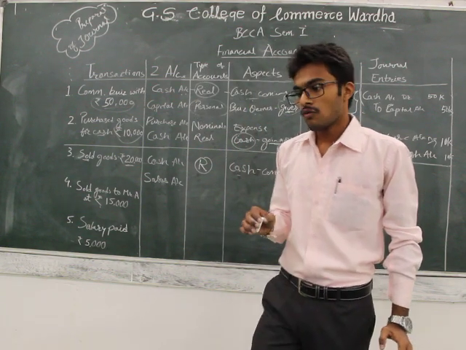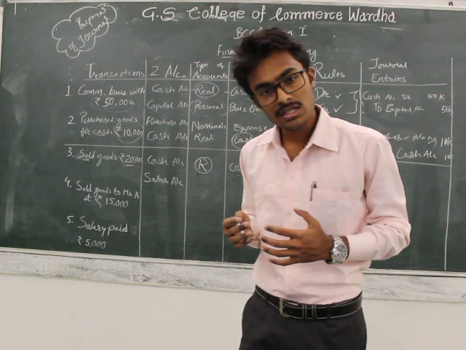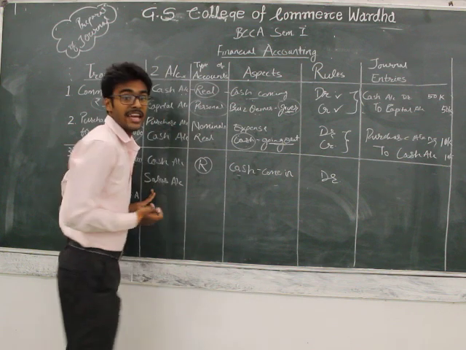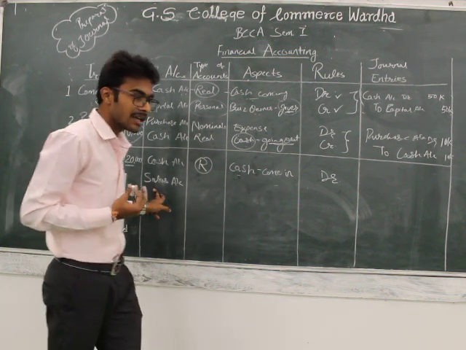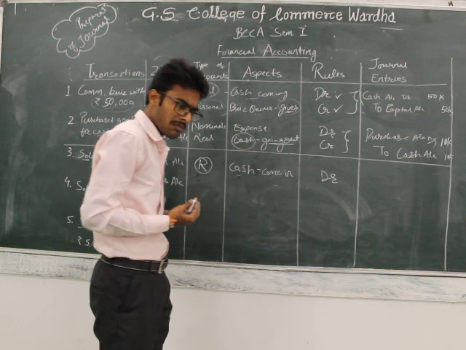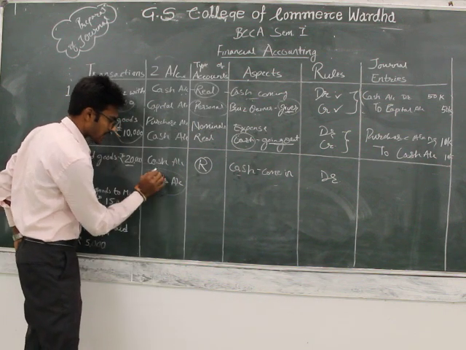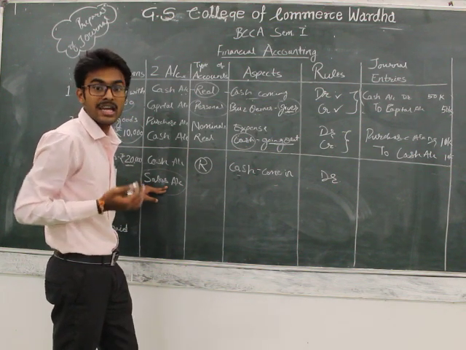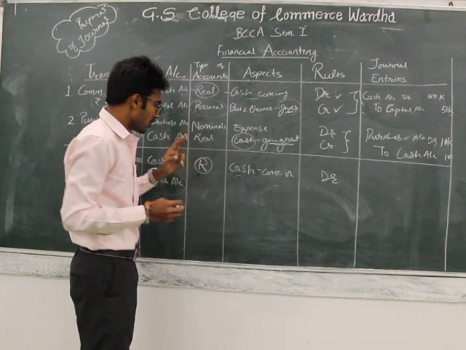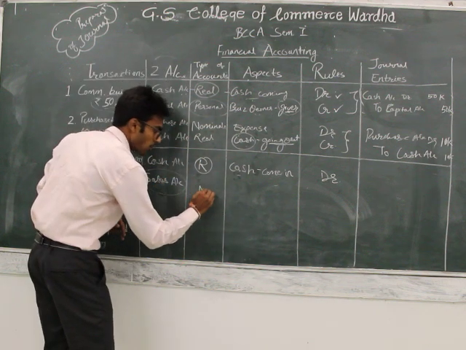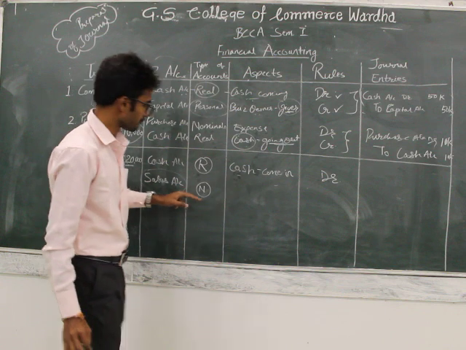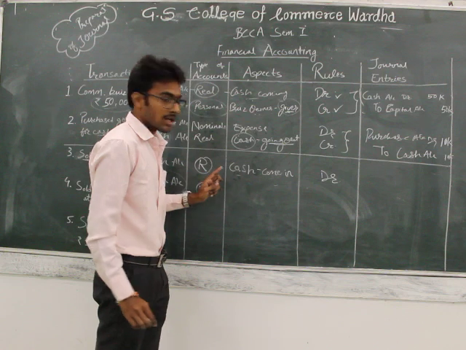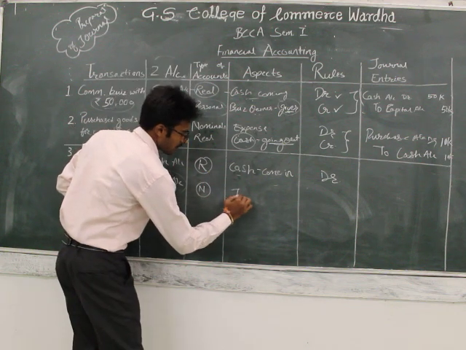Why nominal? Nominal account covers expenses and losses and income and gains. Sales is income for me, right? I am generating some kind of cash, some kind of income, from these types of activity. These types of activity are known as income for the business. Hence, the sales account comes under nominal account. Sales, nominal account. Here, sales is income.